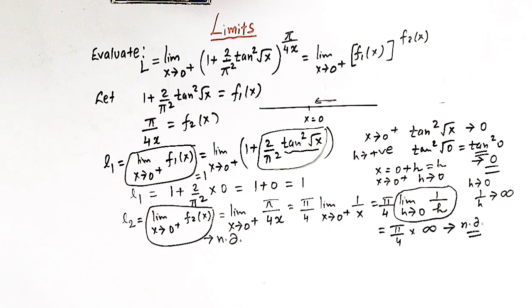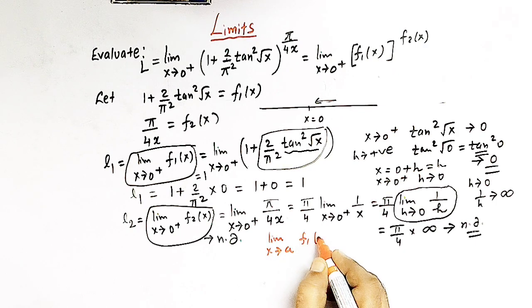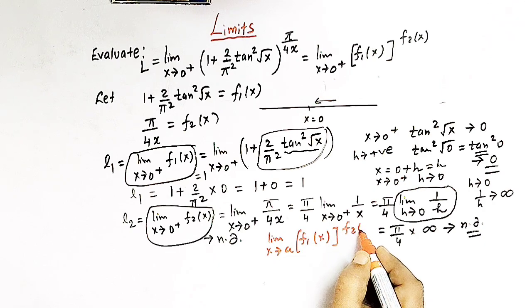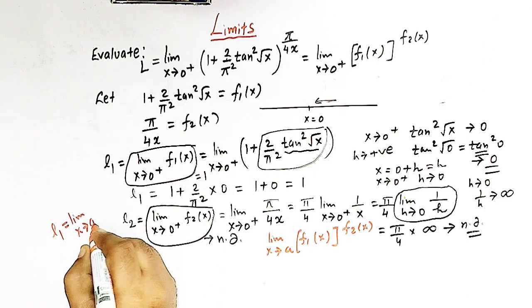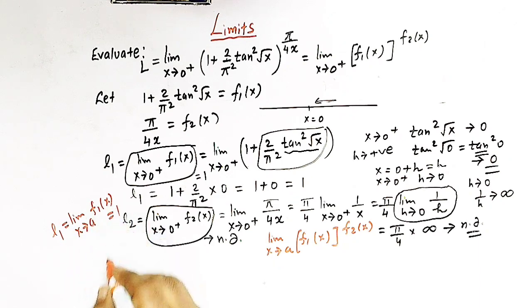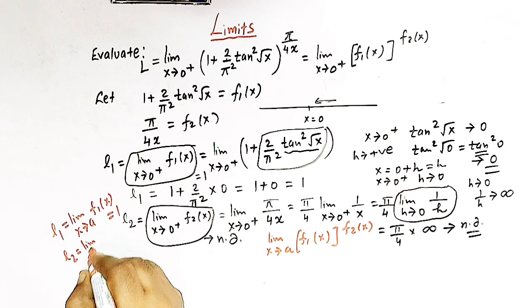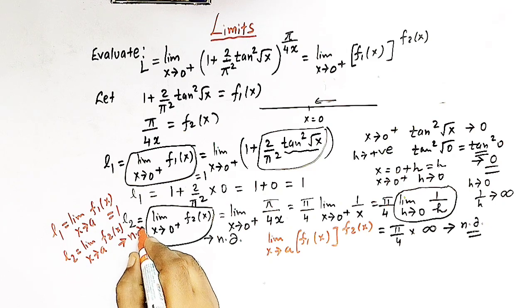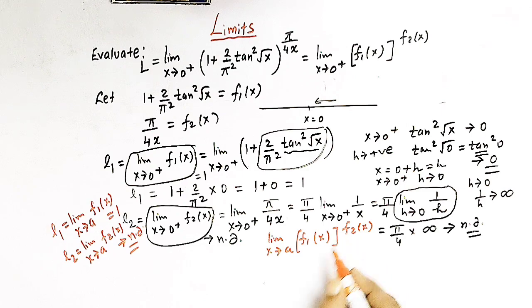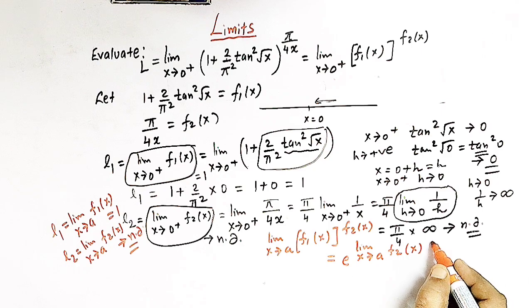So now let us draw an important conclusion here. Whenever we have a limit of this form, that is limit x tends to a of f1(x) raised to f2(x), and the individual limits, that is L1, the limit x tends to a of f1(x), is equal to 1, and L2, that is limit x tends to a of f2(x), is not defined.